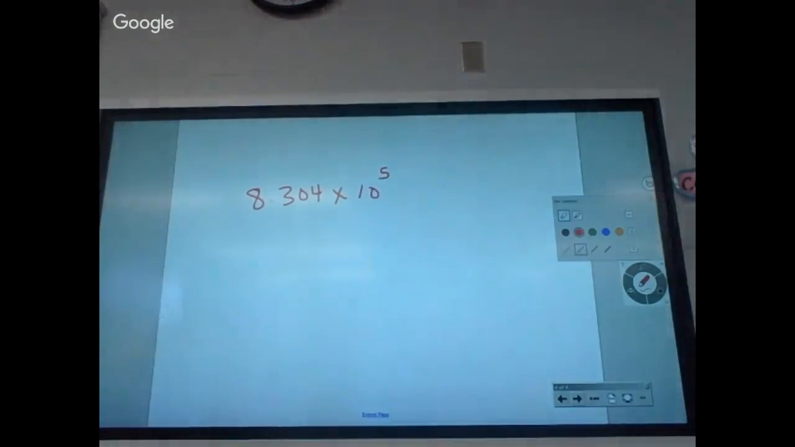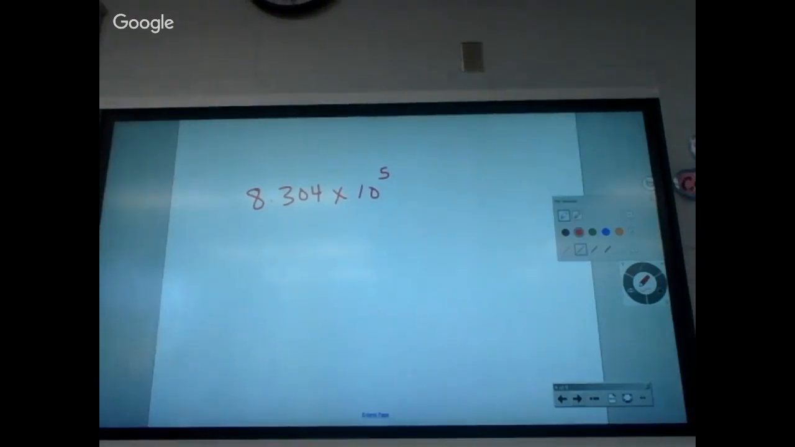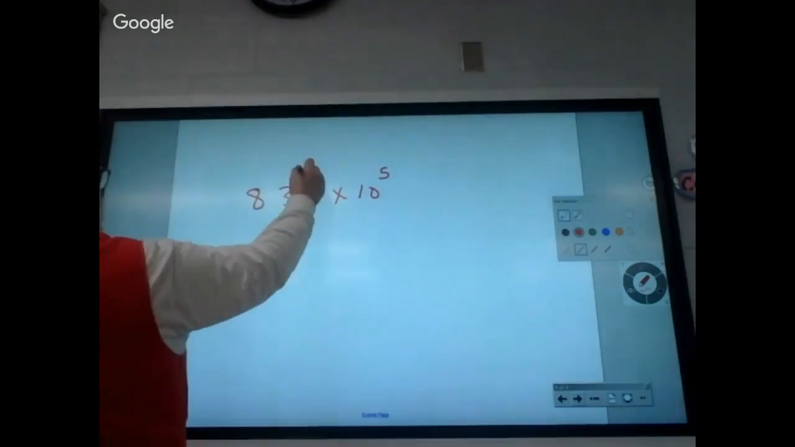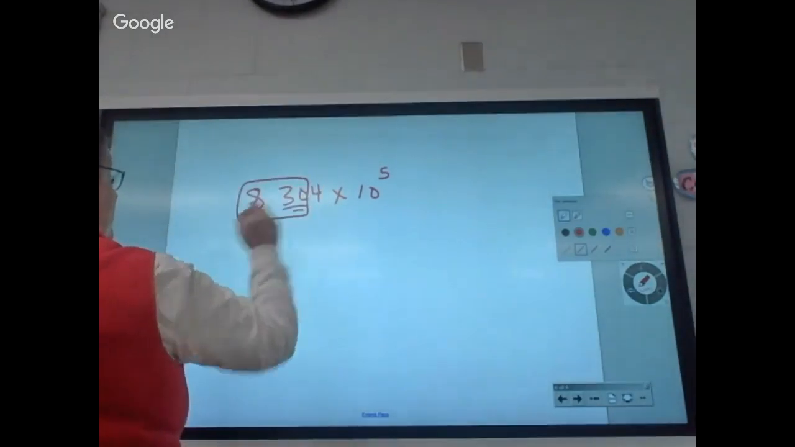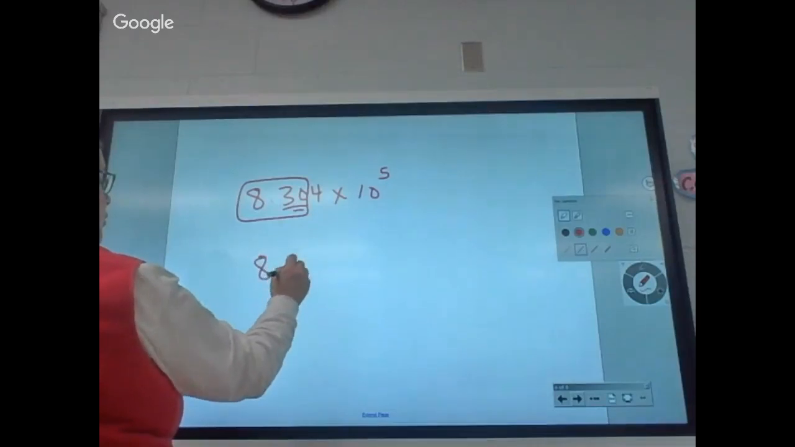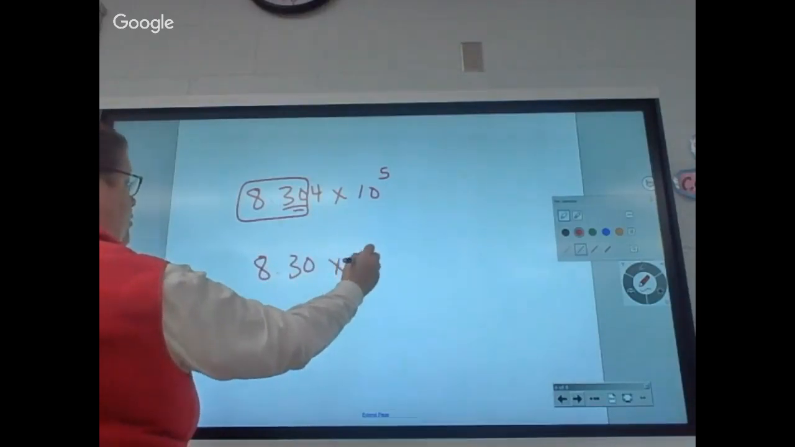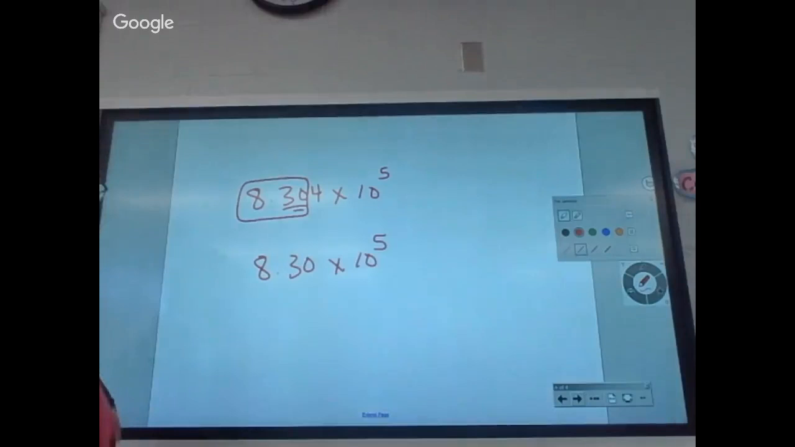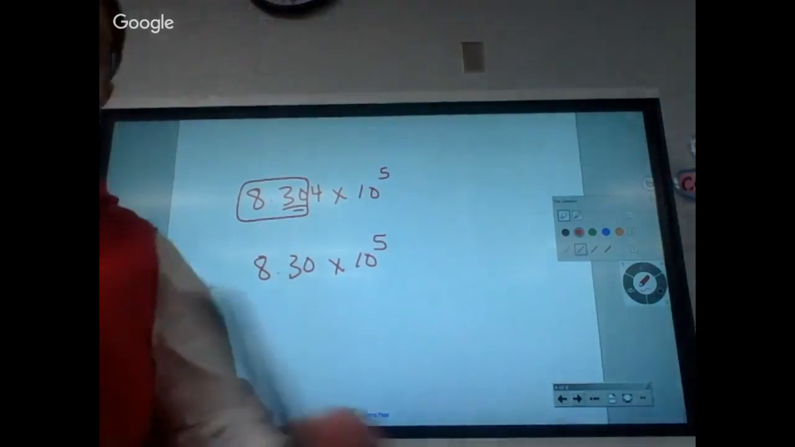Now, how many numbers are behind the decimal in the first number? 2. Now, 1.45 has 2 behind the decimal. The next one, the 6.854, has how many behind the decimal? 3. It has 3. So I want that one to have how many behind the decimal? 2. So I'm keeping the first 2 behind the decimal, so I'm keeping these 2. So 8.30 times 10 to the 5th. Okay, you use the same rules.